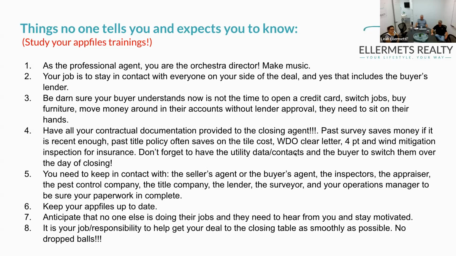Okay. So the WDO clear letter, we want to make sure we get that to them. The 4-point and wind mitigation inspection are for insurance. They will get the WDO, the 4-point, and the wind mit. That's all an insurance company wants to see. Don't forget to have the utility data contacts and switch over to them on the day of closing. We just talked about that. So you need to keep in contact with who?